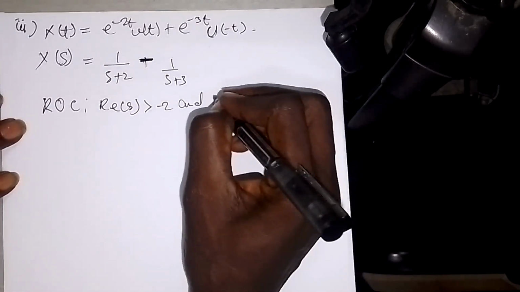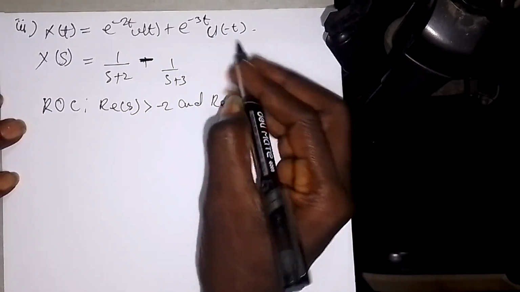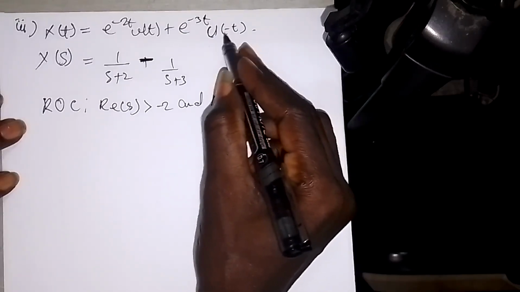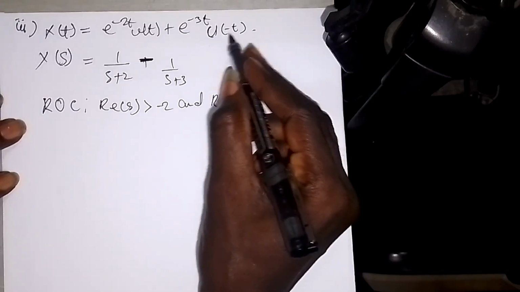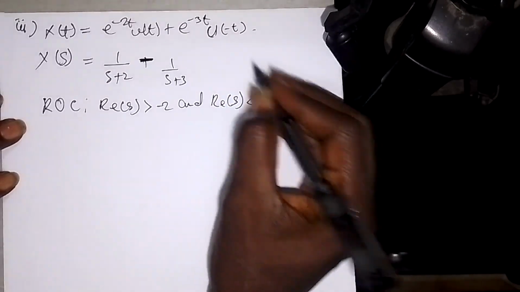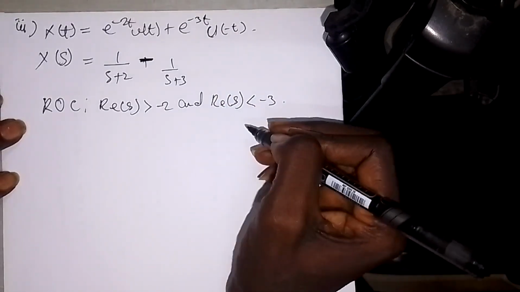Okay, and then this one here, RE of s. It's in the negative portion of the X-axis, so it's going to be less. Less than minus what? 3. Okay, less than minus 3.